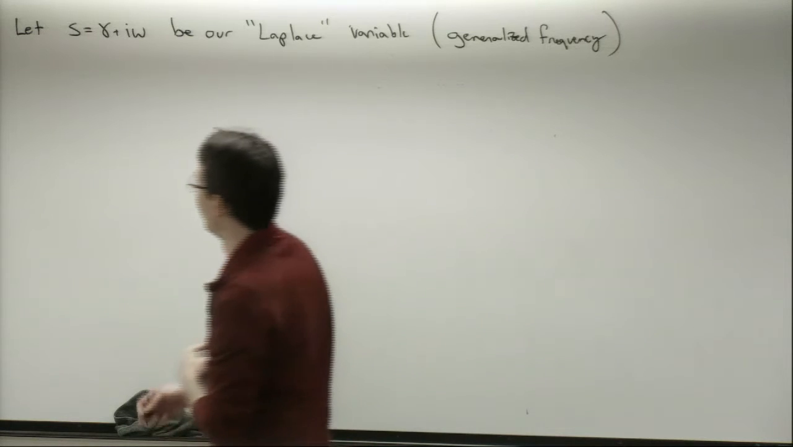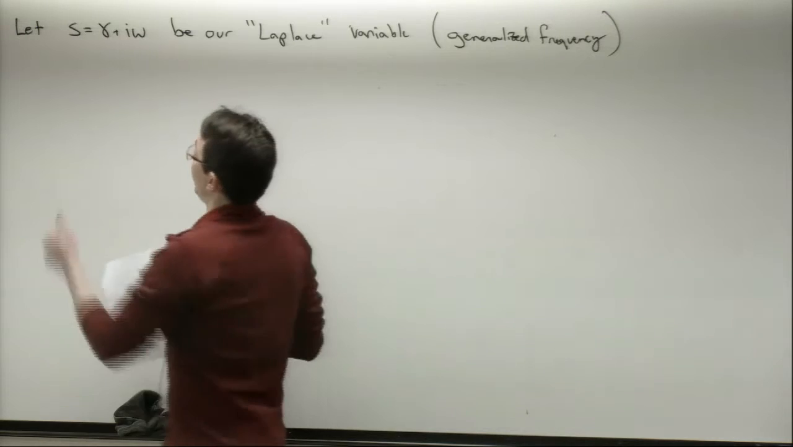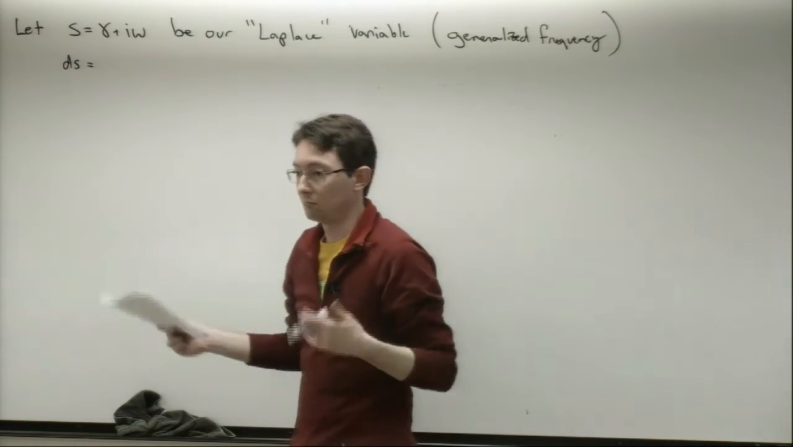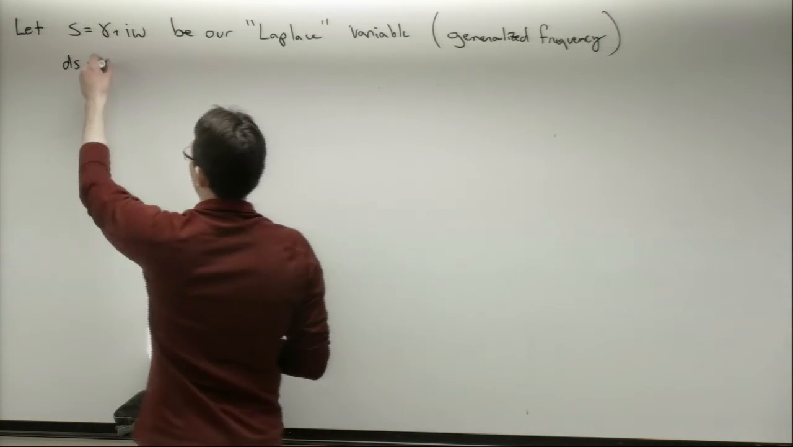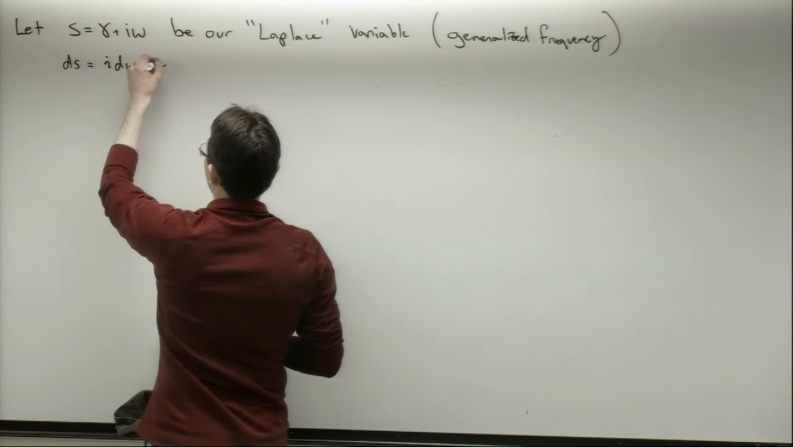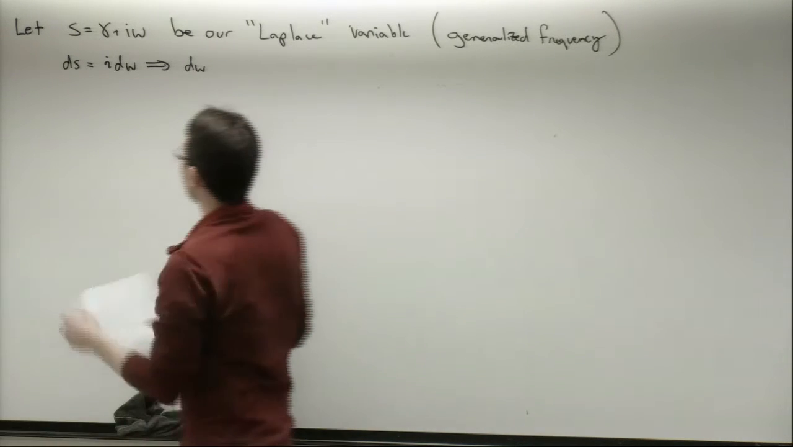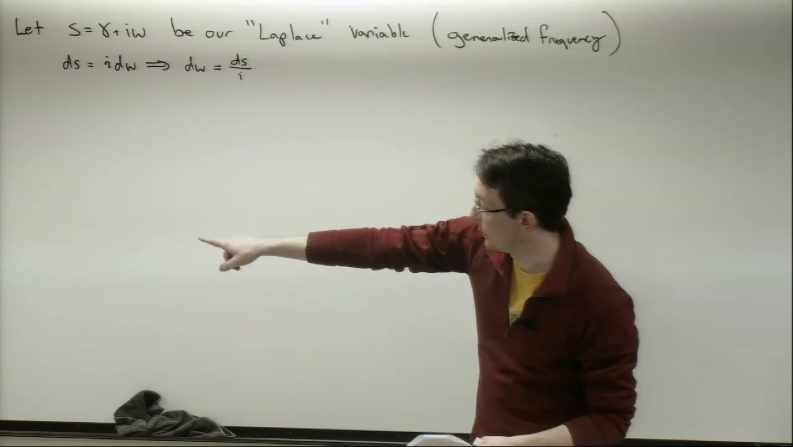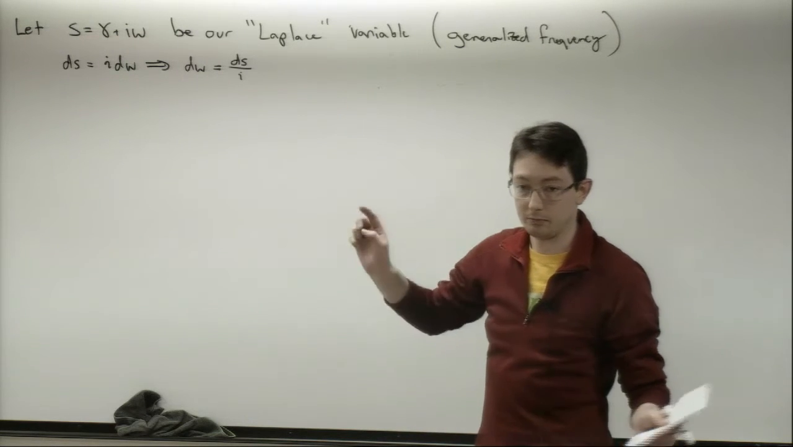We'll talk about what it means to be a generalized frequency in just a minute. It's pretty simple. So what is ds? If I took the differential ds, what would it equal? d gamma plus i d omega, but gamma is a constant, so d gamma is 0, and this is just i d omega. Which means that d omega, my differential in omega, is equal to ds over i. So everywhere in that integral where I see a d omega, I'm going to swap it out with ds divided by i.